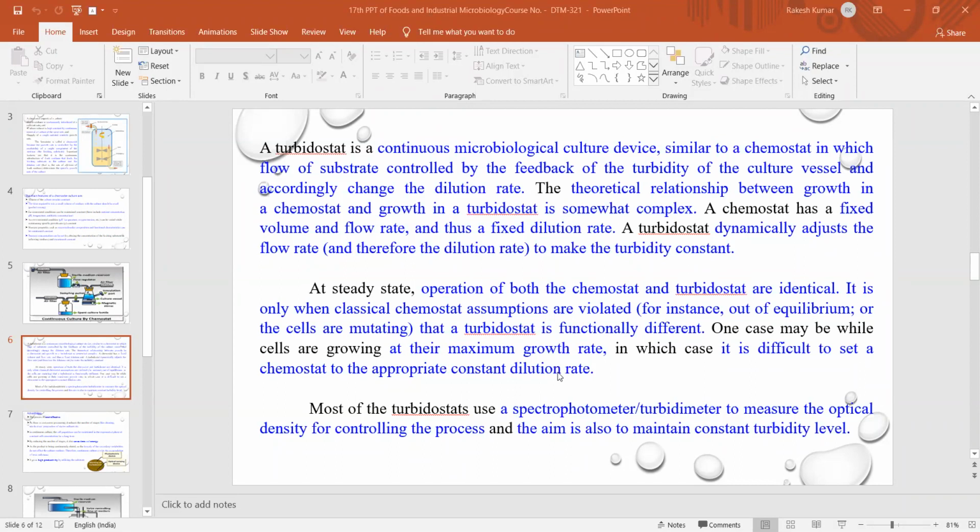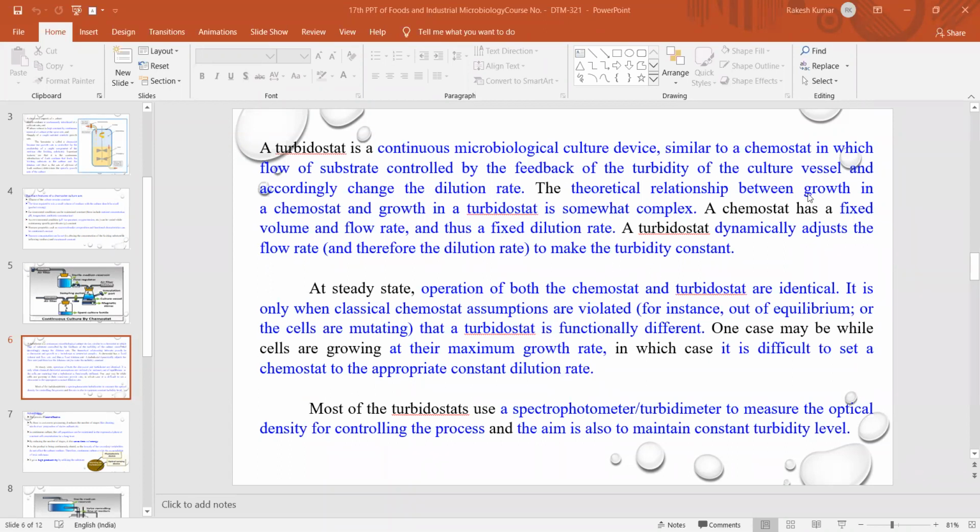So a turbidostat is a continuous microbiological culture device similar to the chemostat, in which the flow of substrate is controlled by feedback of the turbidity of the culture vessel and accordingly changes the dilution rate. So whatever information you are taking about the turbidity level of the material kept inside as a substrate, automatically that will regulate or change the dilution rate.